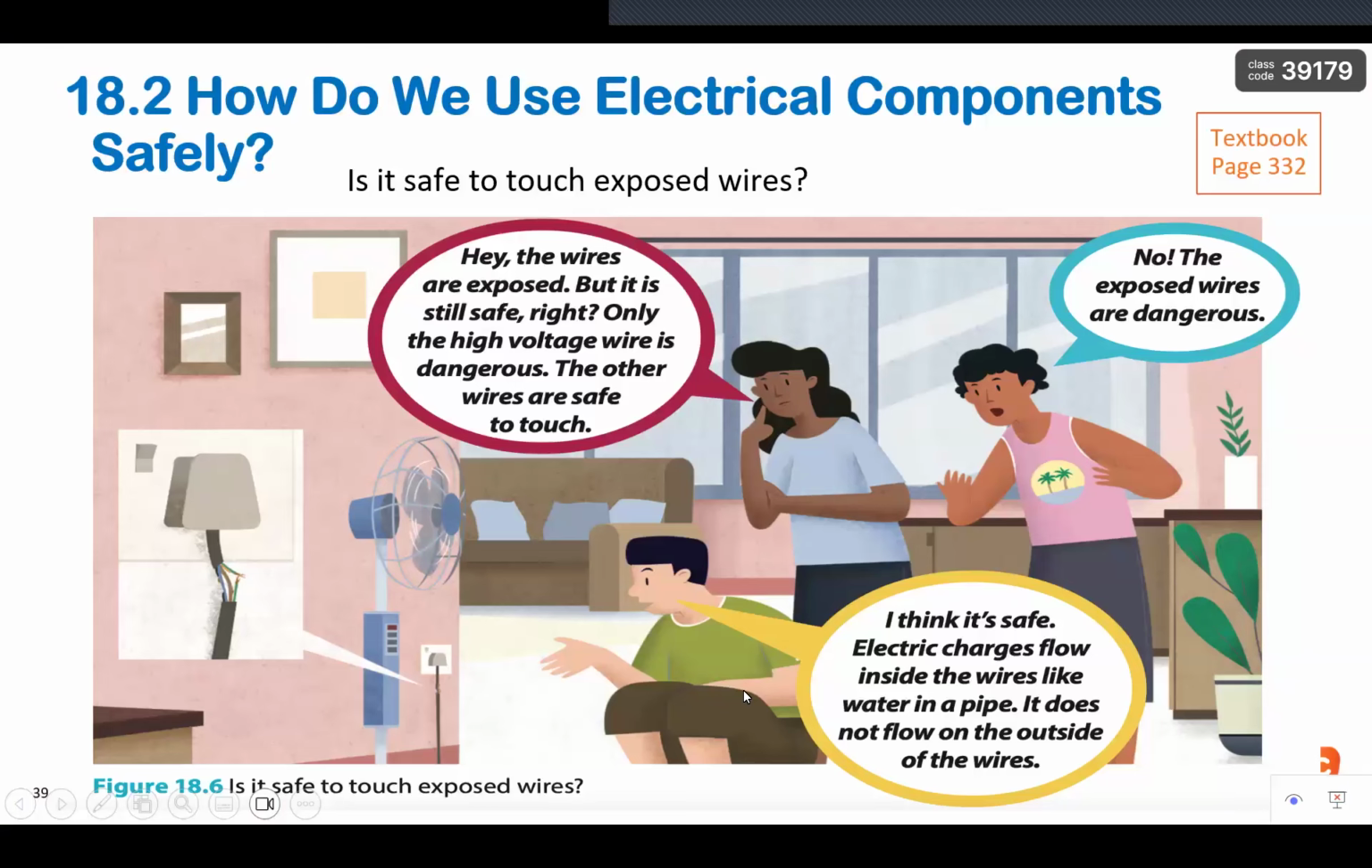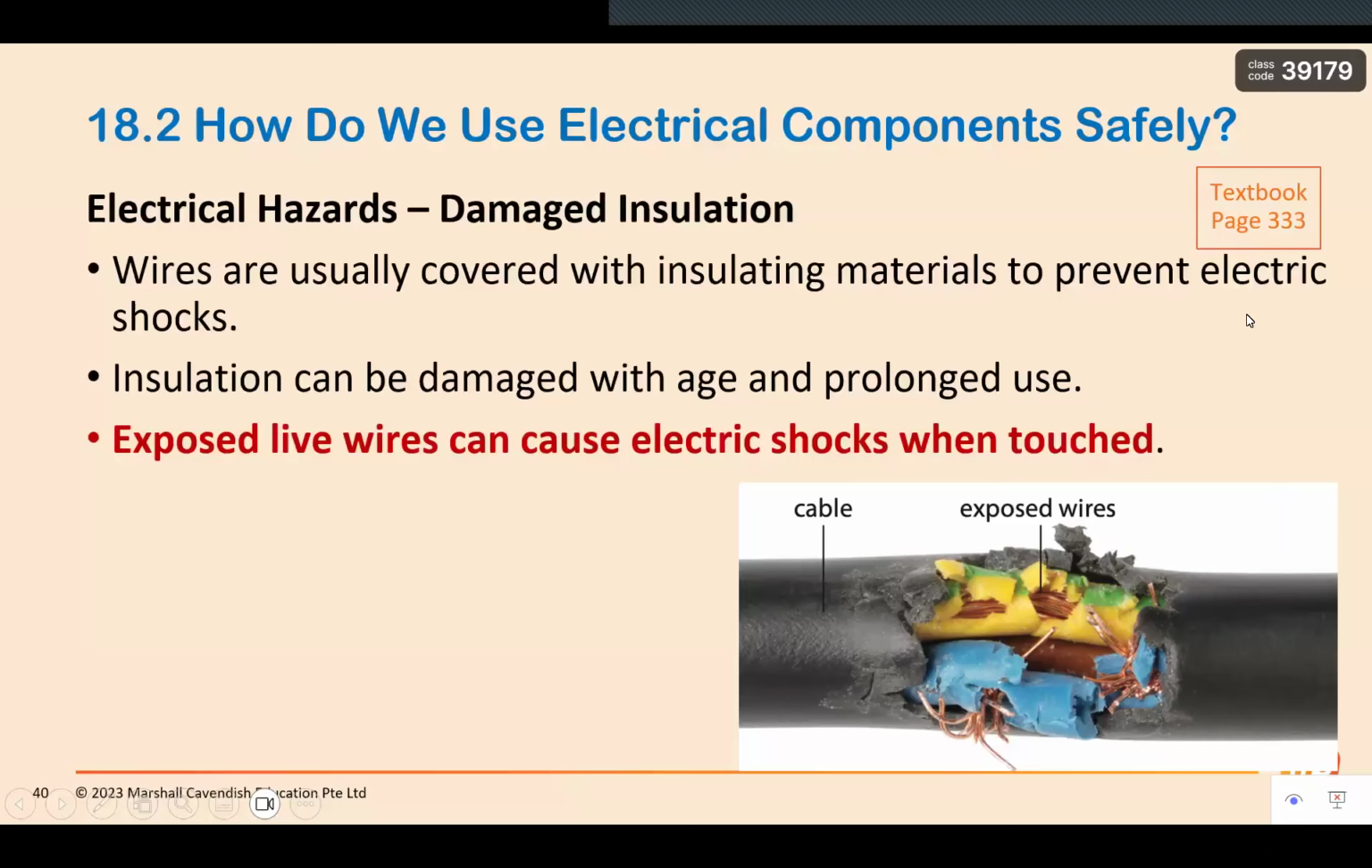So you can read over here and you can think about the answers to this. Is it safe to touch exposed wire? There is this girl over here who says, hey, the wires are exposed, but it's still safe, right? Only the high voltage wire is dangerous. The other wires are still safe to touch. And then the guy over here says, I think it is safe. Electric charge only flows inside the wire like water in a pipe. It does not flow on the outside of the wire. And another says, no, exposed wires are dangerous. So you may think about the answers to all these questions that the cartoon has.